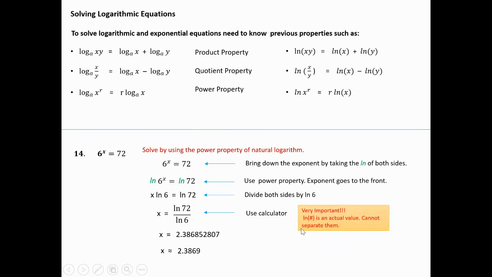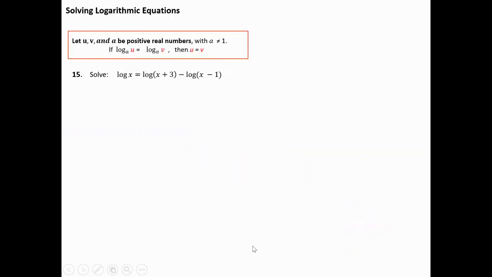Now guys, like I always mentioned in the previous PowerPoint that I did on solving these, it's very important to know that the ln of a number, for example the ln of 6, is an actual value. It's a number. So you cannot separate them. At times students think that the 6 is separate, and they try to divide both sides by 6, which is wrong. The ln of 6 is a whole number. It's together. If you plug it in the calculator, the ln of 6 is going to give you a value. So the ln and the number is a value. You cannot separate them.